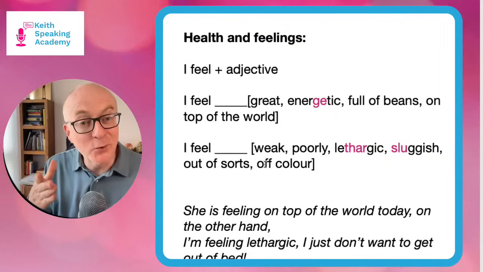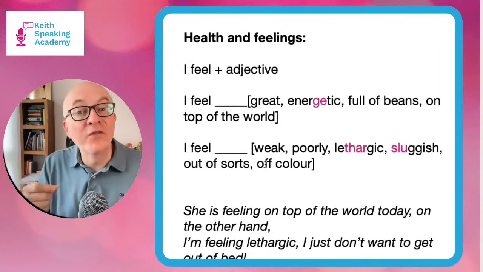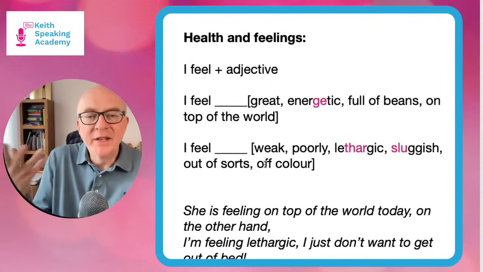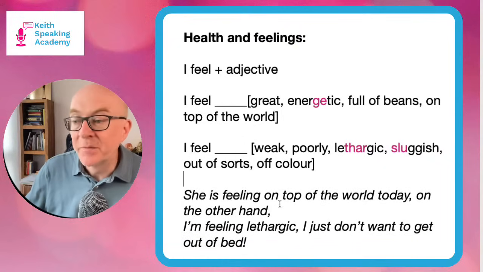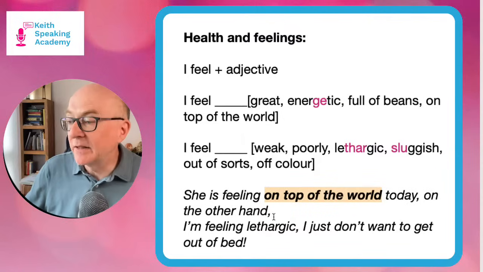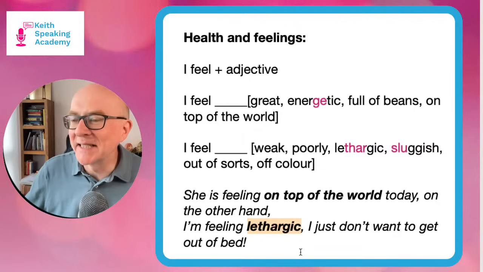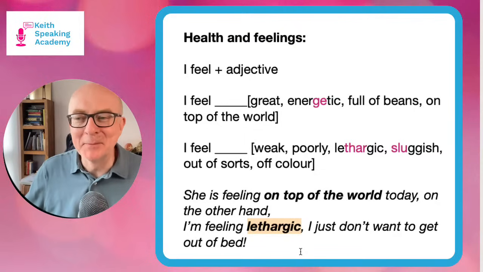Out of sorts is another idiomatic expression, to not feel well. Or off colour, we talked about. I feel off colour. Okay, so all of these are different ways of talking about it. A couple of examples. She's feeling on top of the world today. On the other hand, I'm feeling lethargic. I just don't want to get out of bed. Okay.